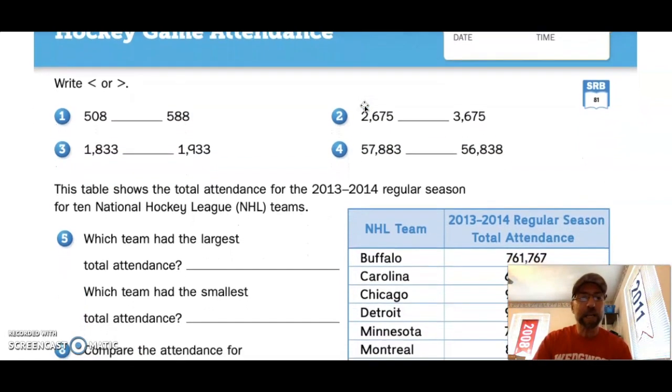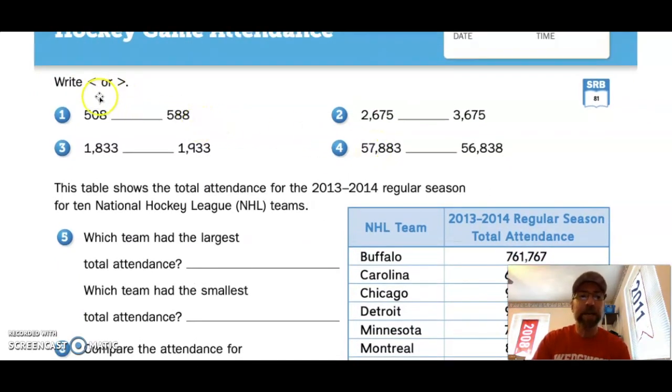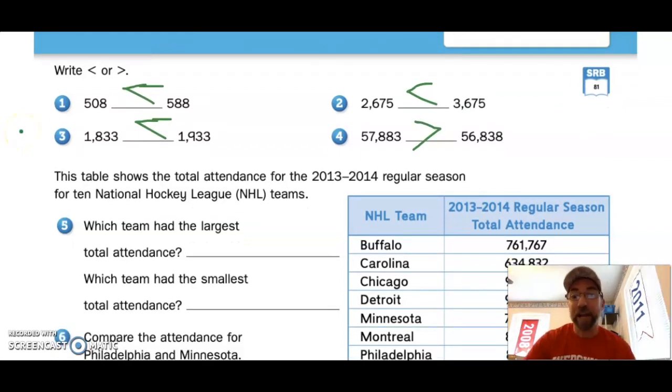Well, let's take a look at numbers 1 through 4. You're going to go ahead and put in the less than or the greater than symbol for each pair of numbers. If you need to use your place value chart to help you, you can. Go ahead and hit the pause button and complete numbers 1 through 4. When you're done, press play to see how you did. And let's check our work.